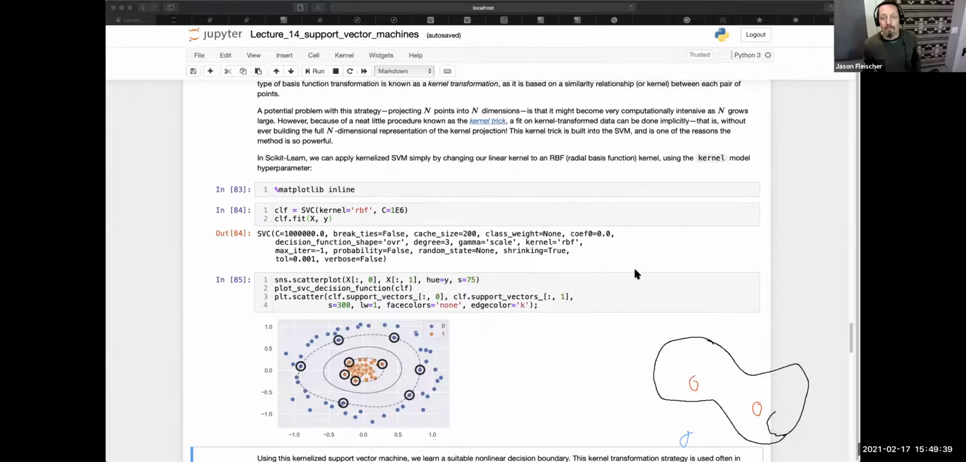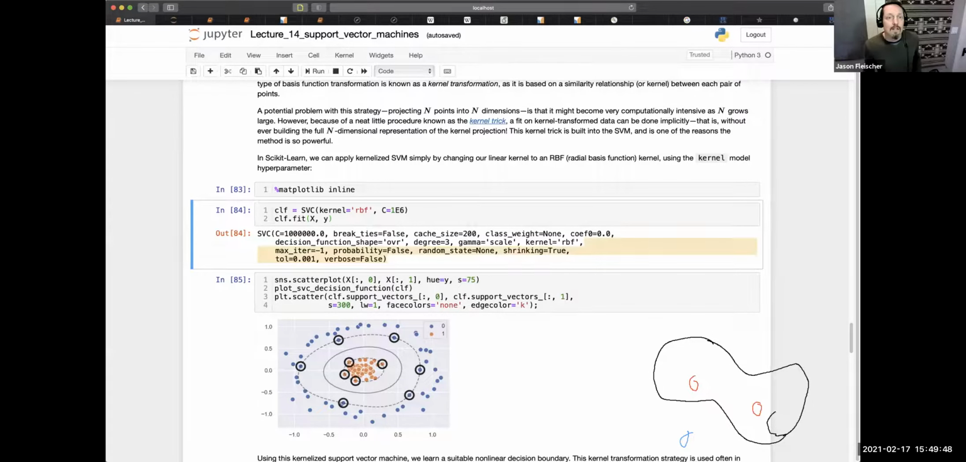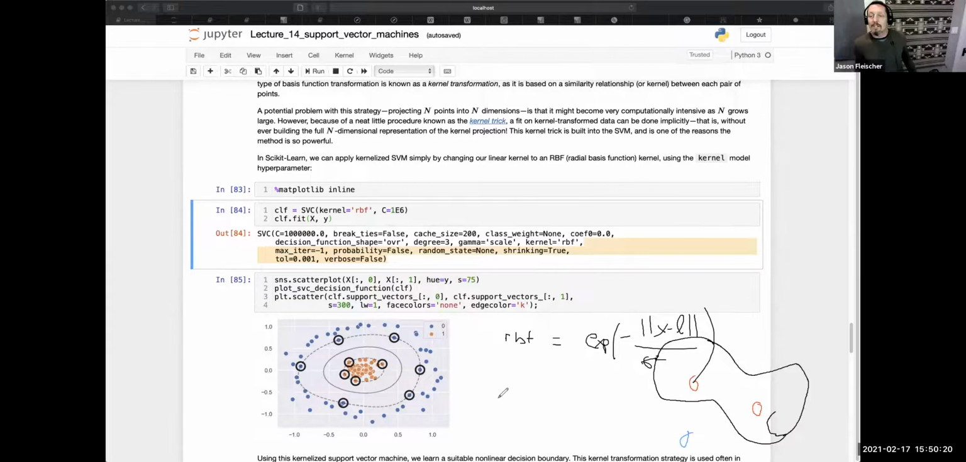Well, remember that a radial basis function is just that Gaussian, right? So that is an exponential of minus the distance of x minus this landmark point, over sigma squared. Okay.